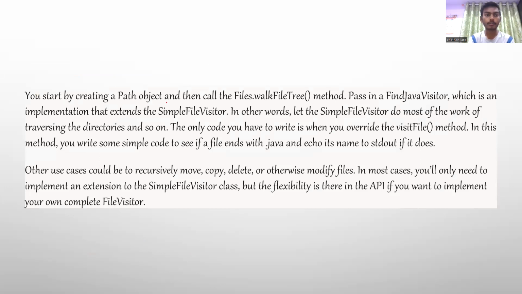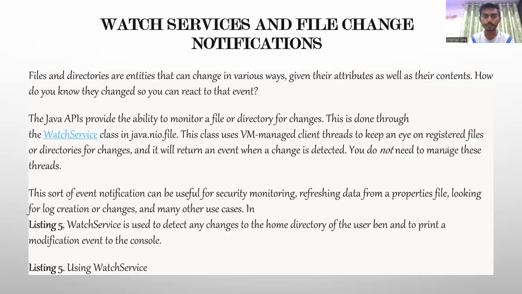You start by creating the Path object and then call the Files.walkFileTree method, passing in the FindJavaVisitor, which is an implementation that extends the SimpleFileVisitor. In other words, let the SimpleFileVisitor do most of the work of traversing the directories and so on. The only code you have to write is when you override the visitFile method. In this method, you need to write some simple code: if a file ends with .java, echo its name to stdout.